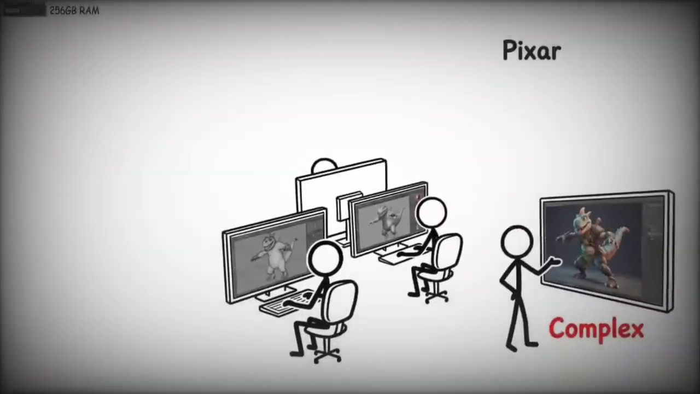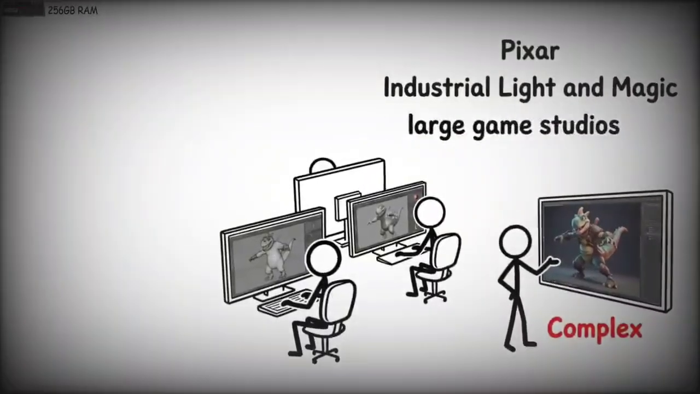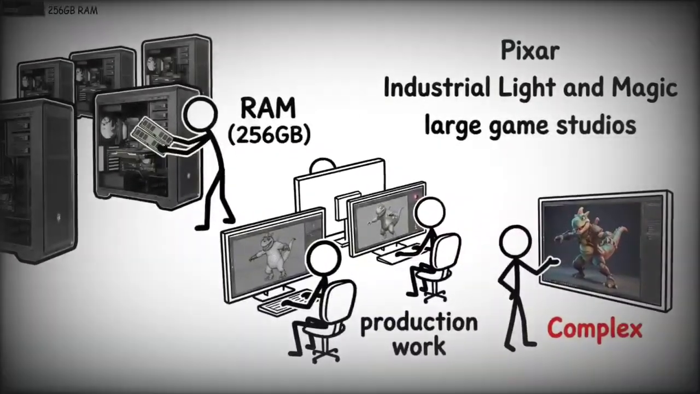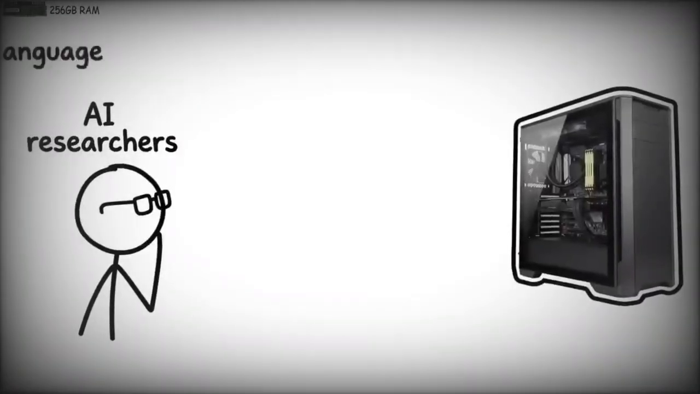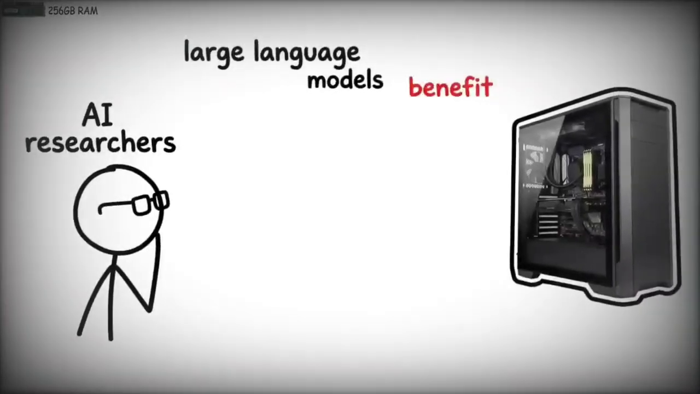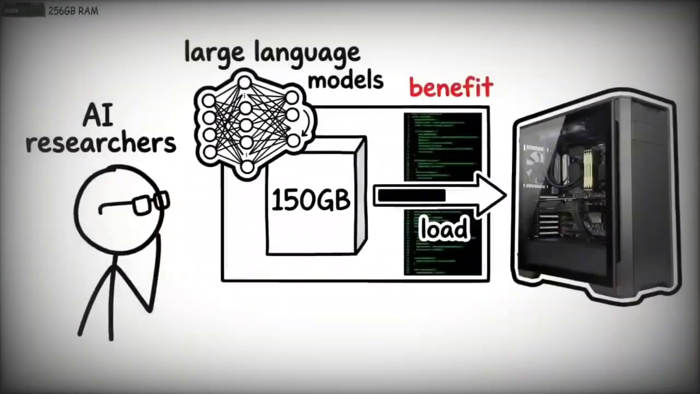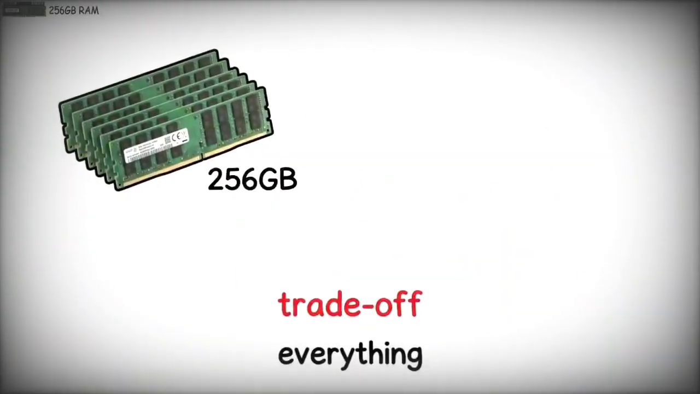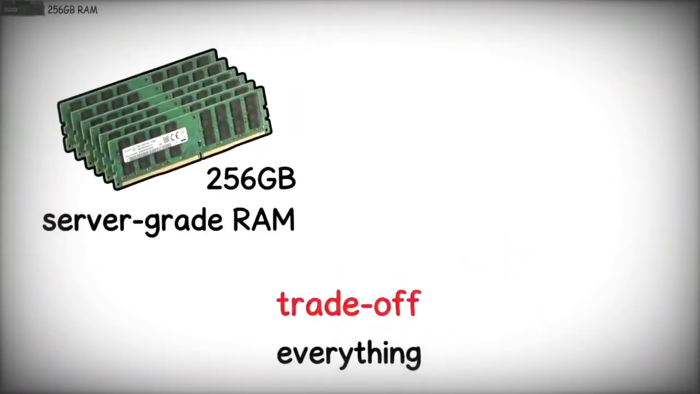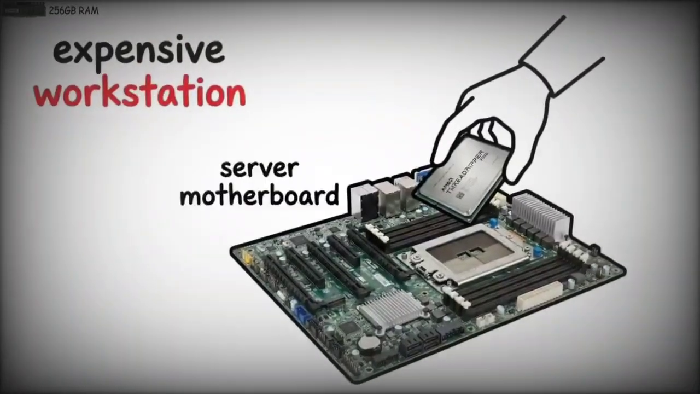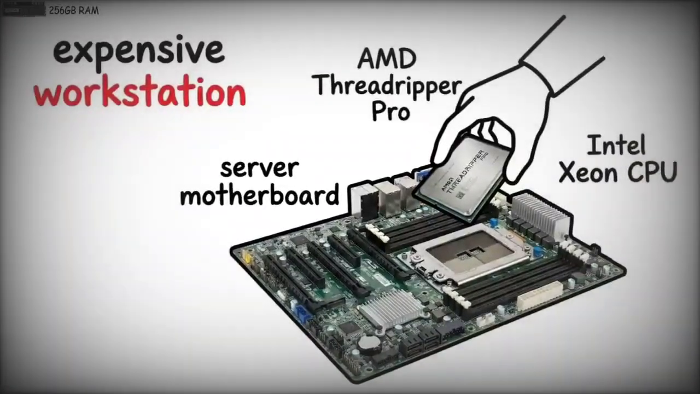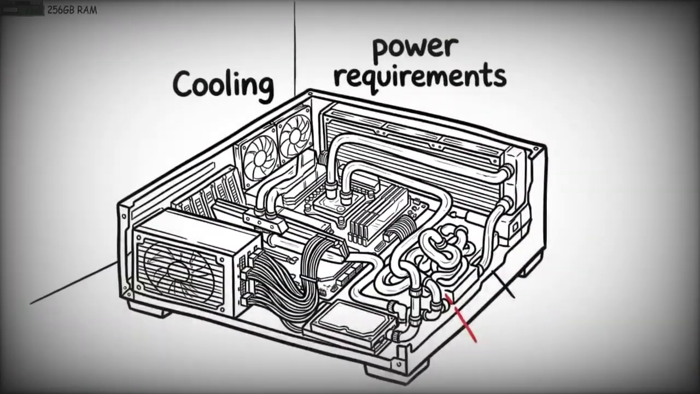Companies like Pixar, Industrial Light and Magic, and large game studios use machines with this much RAM or even more for production work. AI researchers running large language models locally also benefit, since some models need 150 gigabytes or more just to load. The trade-off is everything. 256 gigabytes of server-grade RAM can cost the price of a small car. You need an expensive workstation or server motherboard, often with an AMD Threadripper Pro or Intel Xeon CPU. Cooling and power requirements go up too.